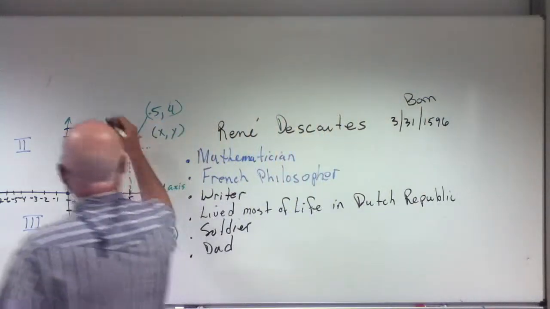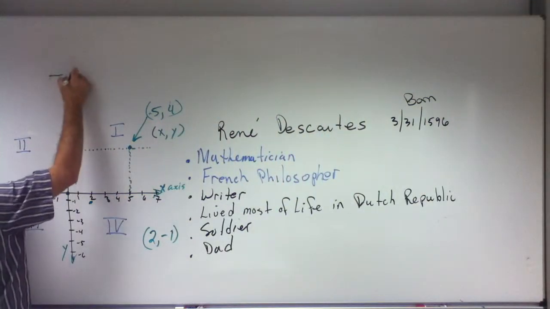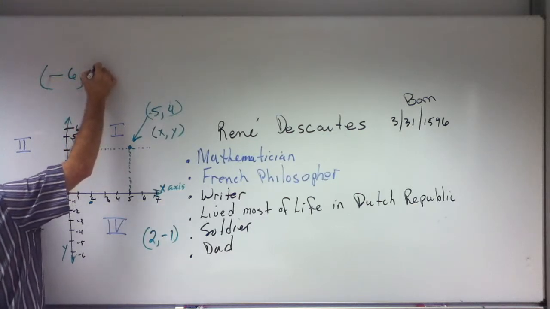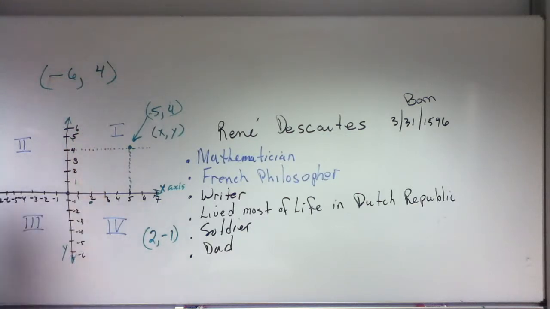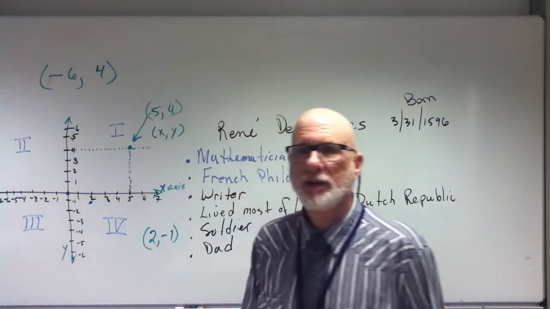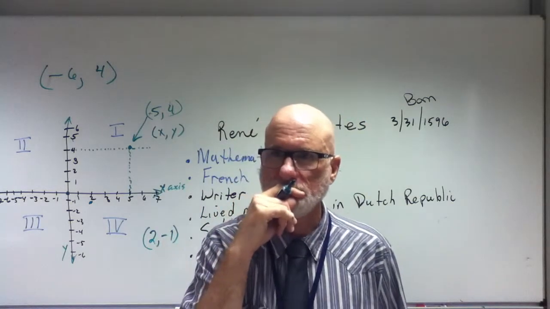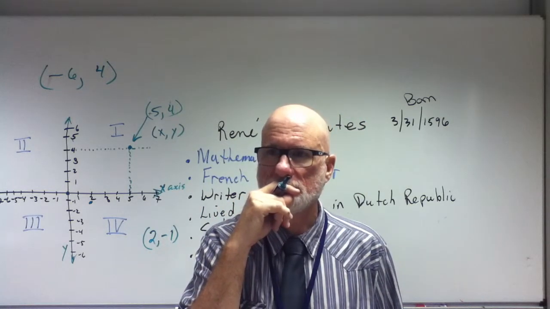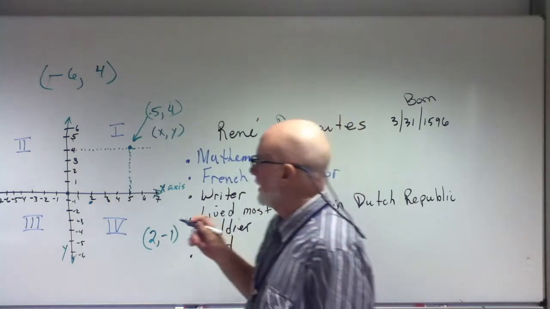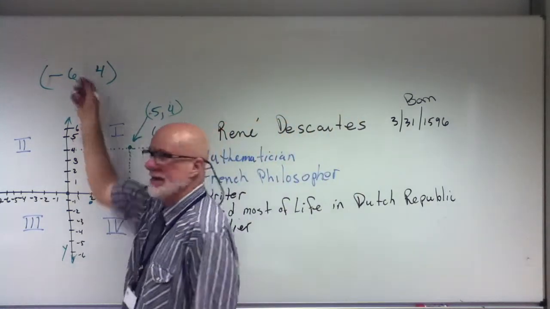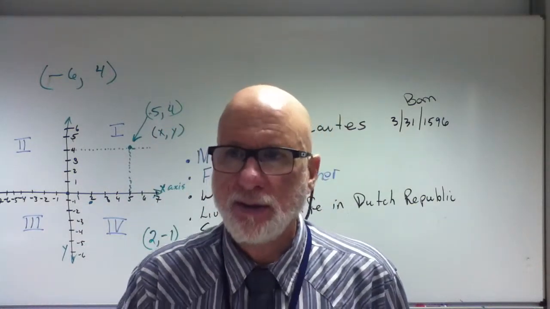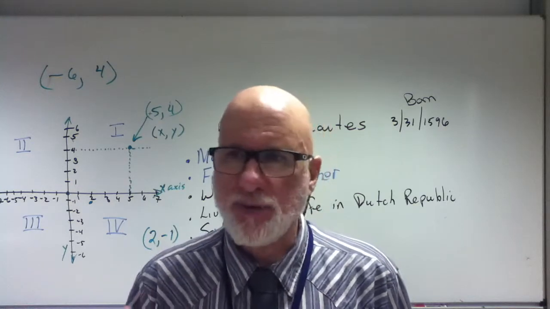All right, let's do -6 and 4. Yes, what do I do? You're putting a dot on the second. Yeah, but how do I do that? I want to plot that. Tell me how to do it. Don't tell me where to put the points. Exactly. Walk me through this.